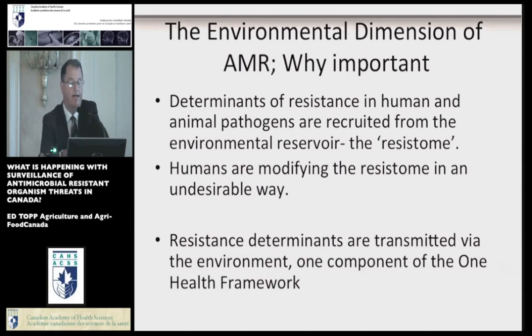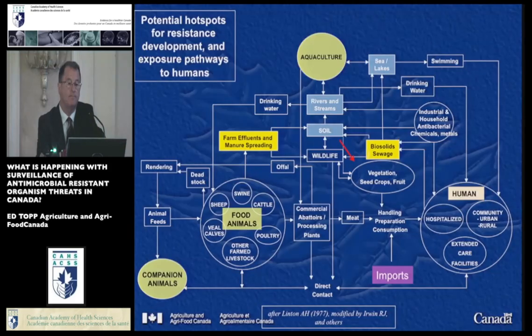And the second element, again, as we've heard a number of times this morning, is that these resistance determinants can be transmitted between people and animals, between people and people, via the environment, particularly through waterborne transmission. And so that is one component of the One Health framework.